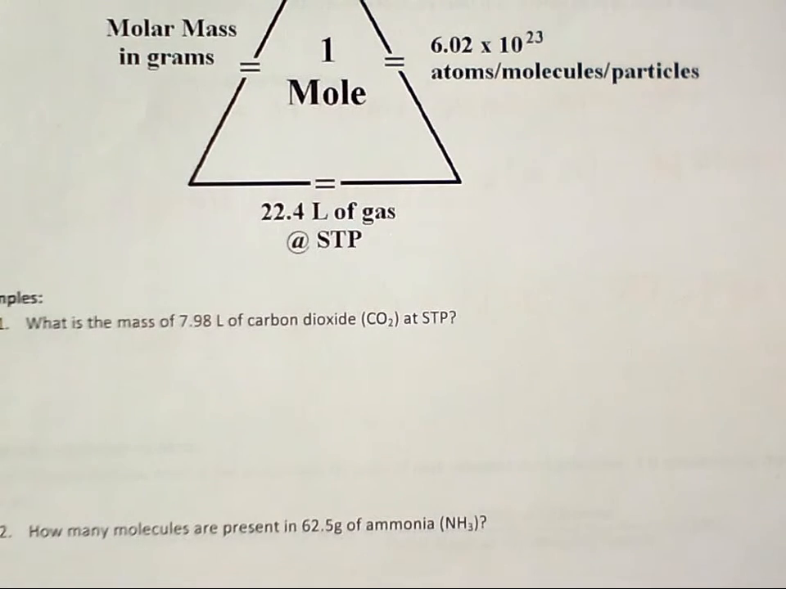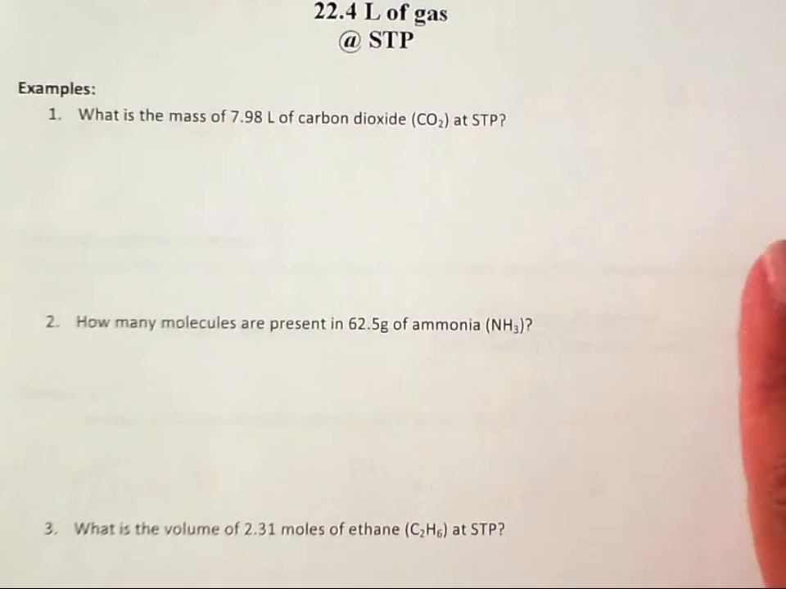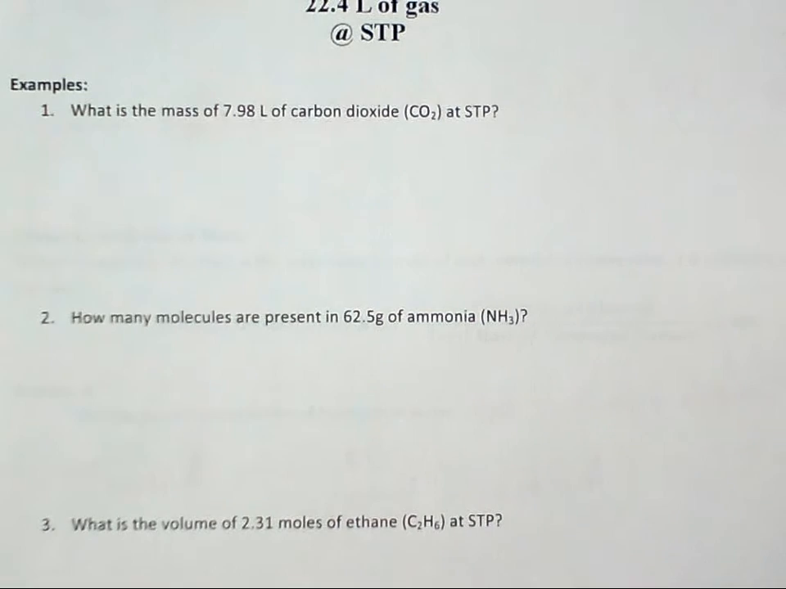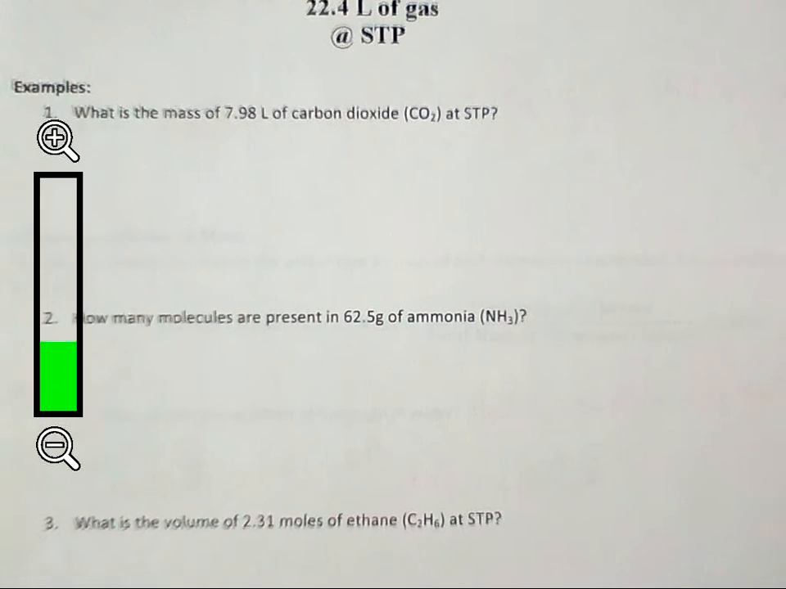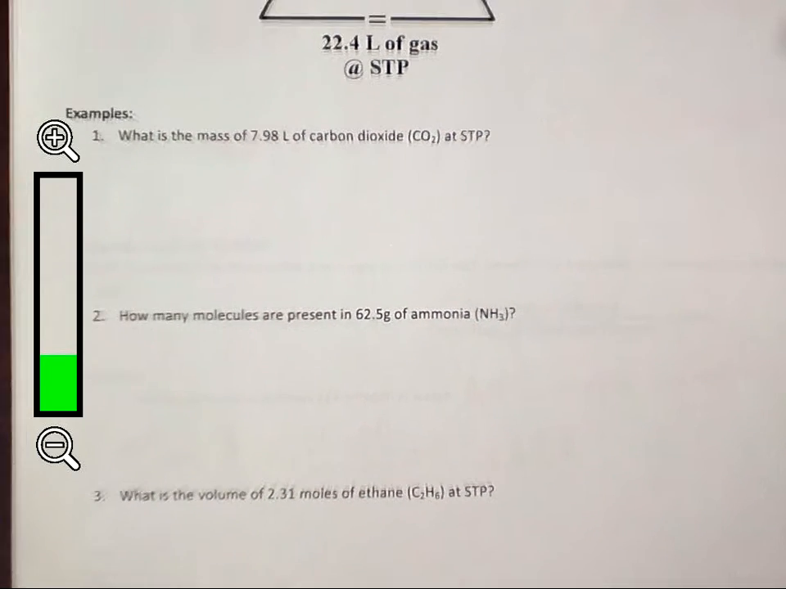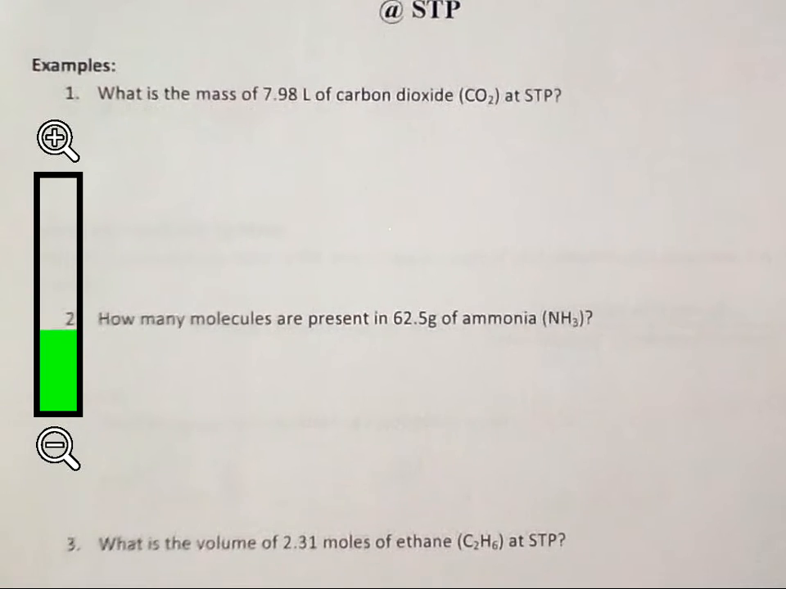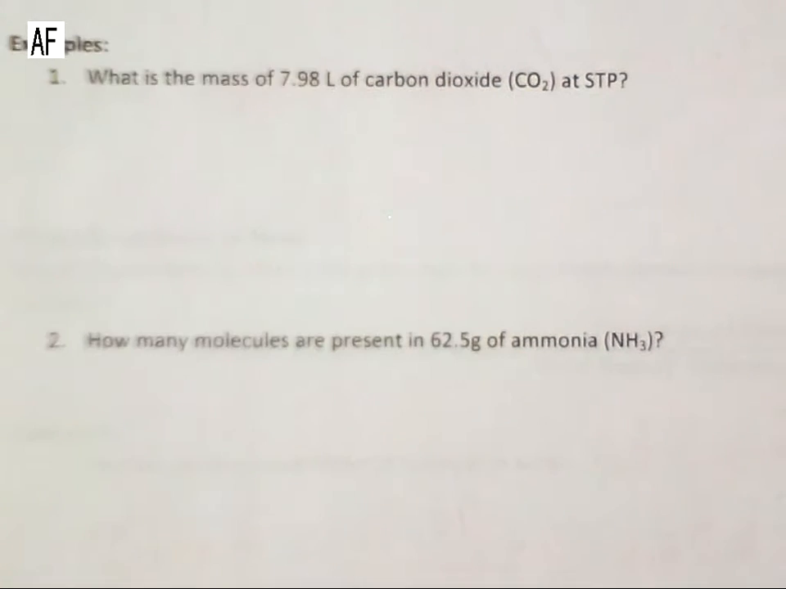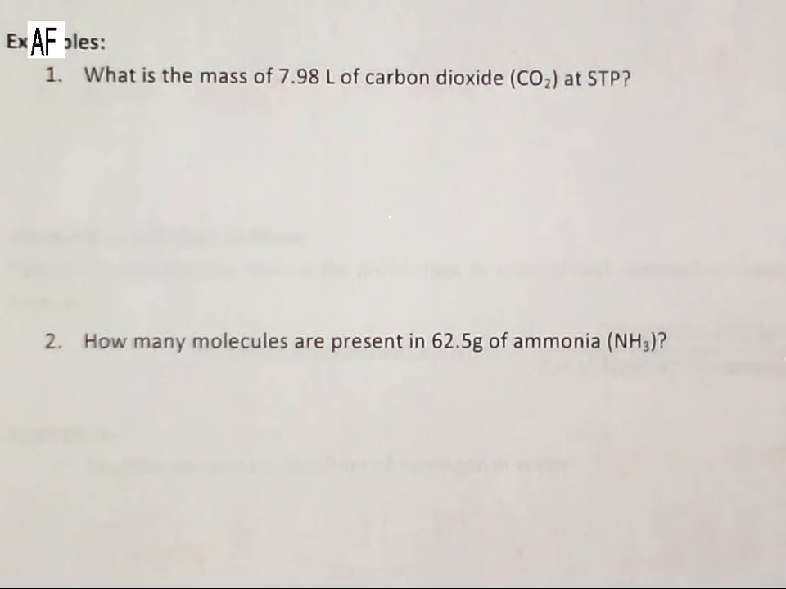So let's do the first one together. I have, what is the mass of 7.98 liters of carbon dioxide? You can either choose to write the question down or wait until you take a picture of my paper. But what I need you to do for sure is take out a periodic table, take out a calculator, and we need to make sure you know how to do these calculations by hand.